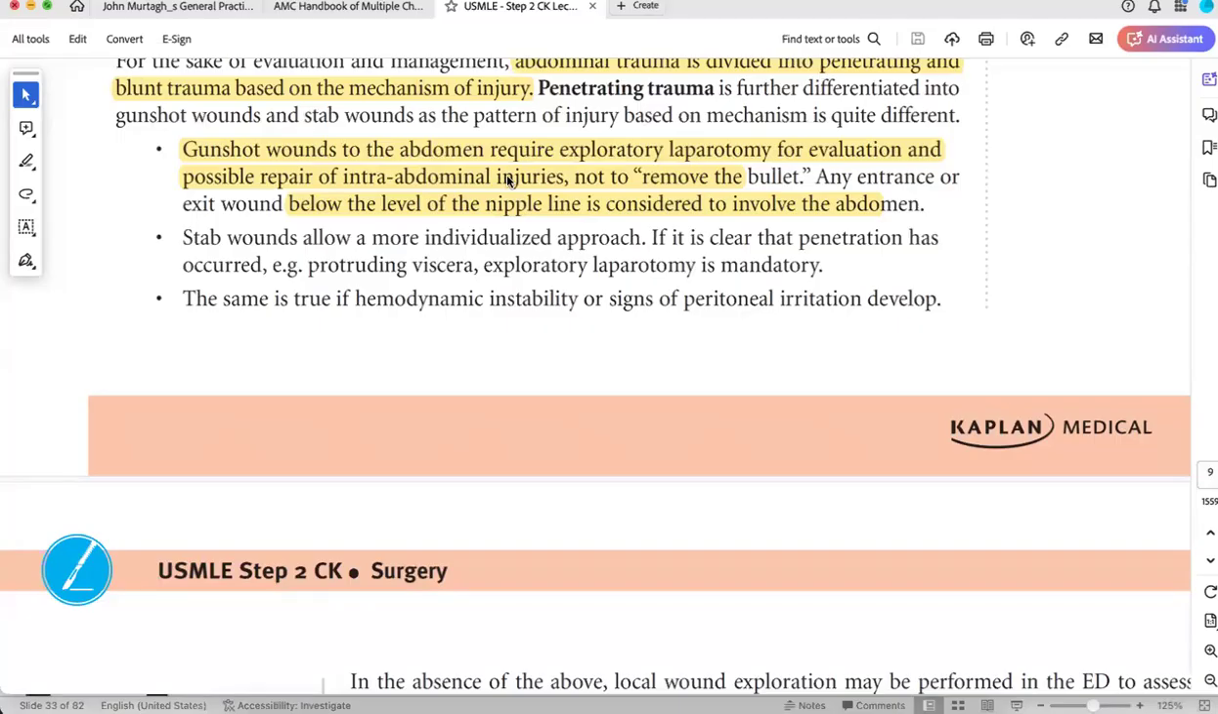If it is a gunshot wound to the abdomen, it usually requires laparotomy for evaluation and possible repair of intra-abdominal injuries. So for most patients with a gunshot wound, if the entry or exit wound is below the nipple line, it is considered that it might have involved the abdomen. So any gunshot wound below the nipple line will require surgical exploration, which means laparotomy.